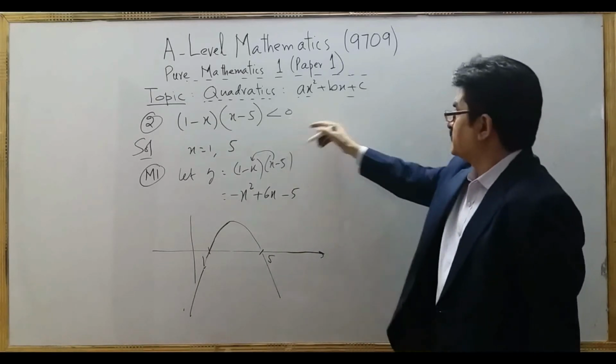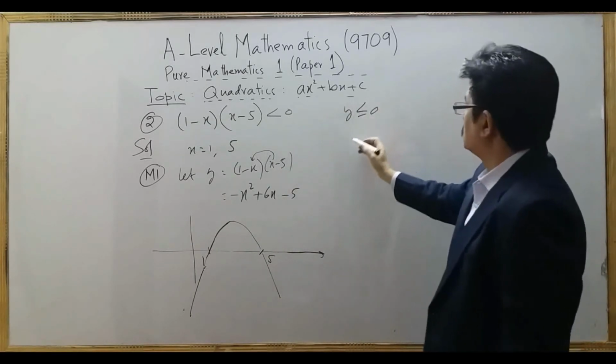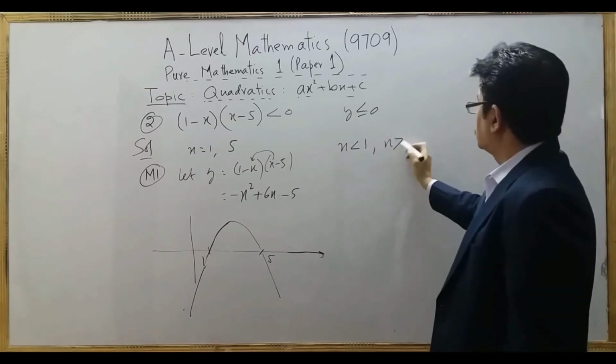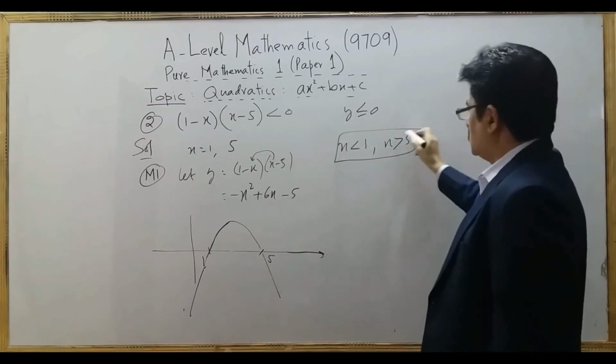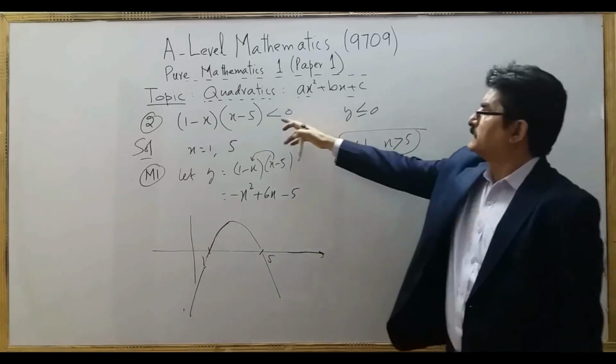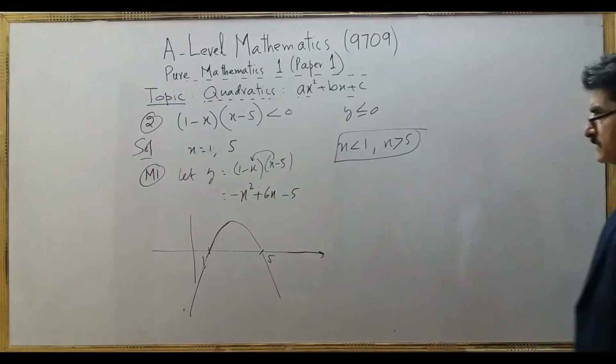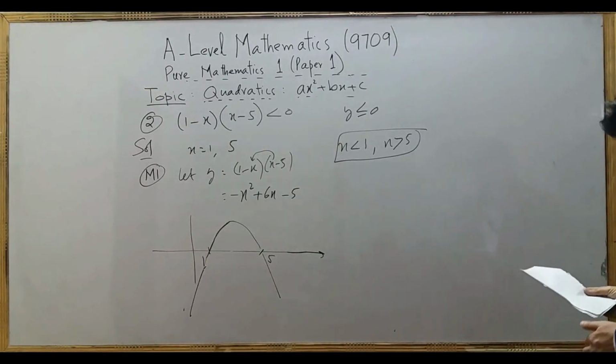We need y negative, we need y less than or equal to 0. So your answer is x less than 1 and x greater than 5. Similarly, if you have greater than 0, you know the answer will be from 1 to 5. You can understand this now, it's not difficult for you.